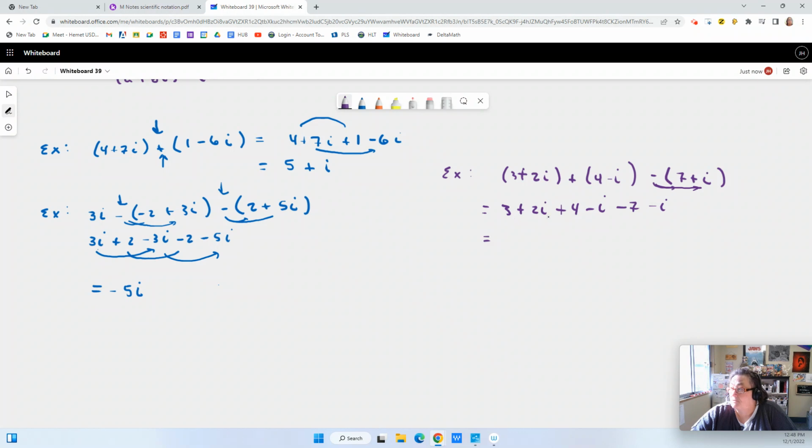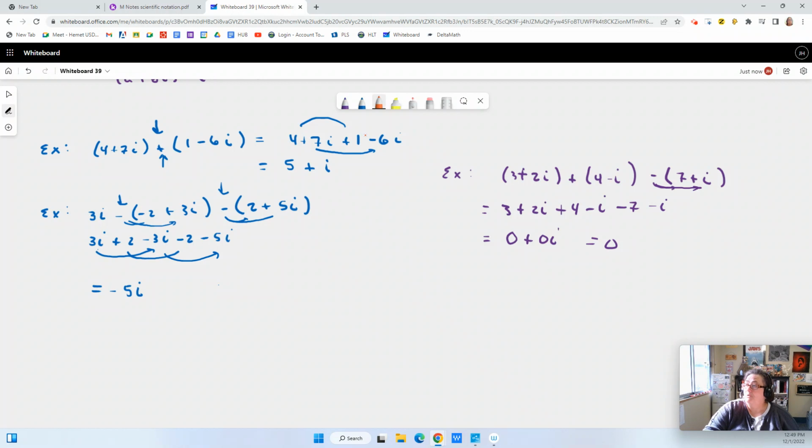We're going to do our real components first. 3 plus 4 is 7. Ooh, 7 minus 7, that's 0. Then I've got 2i minus i, well, that's 1i, minus another i, well, that's 0. So that would be like plus 0i. So the whole thing is just 0. Right? Will it always work out like that? No. But I want you to see how those components are going to be different. I feel like that's a pretty good example of adding and subtracting. I'm not going to go over properties with you because I'm not going to assign you anything on properties.